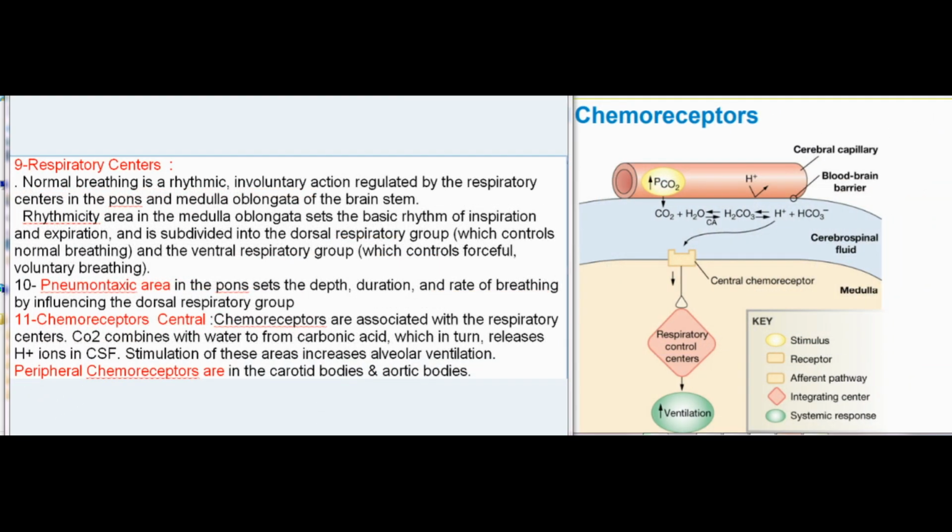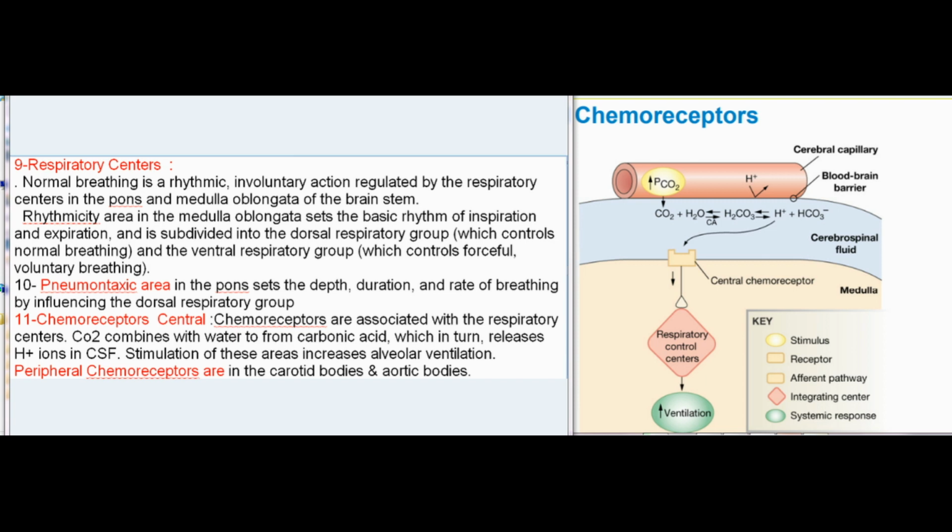9. Respiratory centers. Normal breathing is a rhythmic, involuntary action regulated by the respiratory centers in the pons and medulla oblongata of the brainstem. The rhythmicity area in the medulla oblongata sets the basic rhythm of inspiration and expiration, and is subdivided into the dorsal respiratory group, which controls normal breathing, and the ventral respiratory group, which controls forceful, voluntary breathing. 10. The pneumotaxic area in the pons sets the depth, duration, and rate of breathing by influencing the dorsal respiratory group.